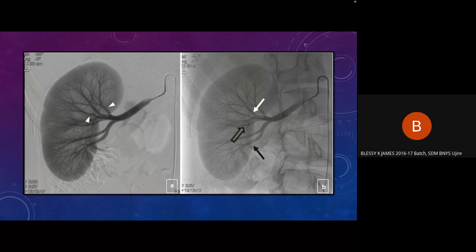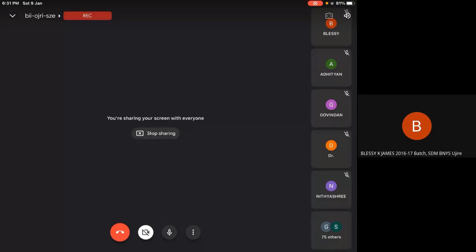This is a beautiful picture of a renal angiogram. You can see the renal artery and its divisions into different pelvicalyceal branches. And what is this that is seen here? Yeah, what is that seen there?